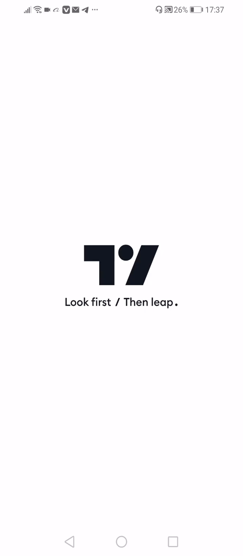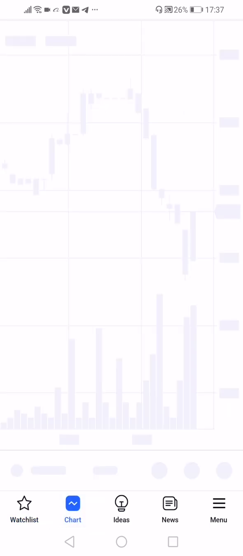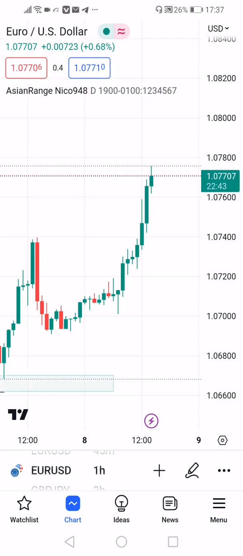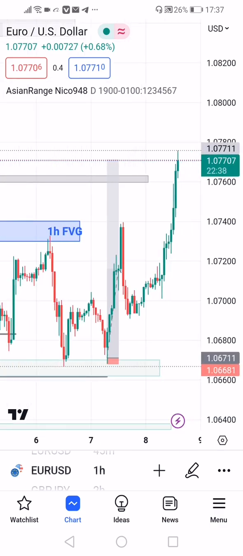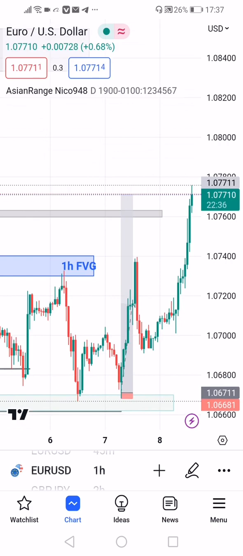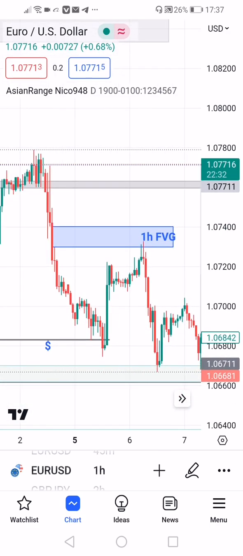So, finally, yeah, the target was achieved. The target was achieved on EURUSD. Yeah, 100 pip take profit hit.